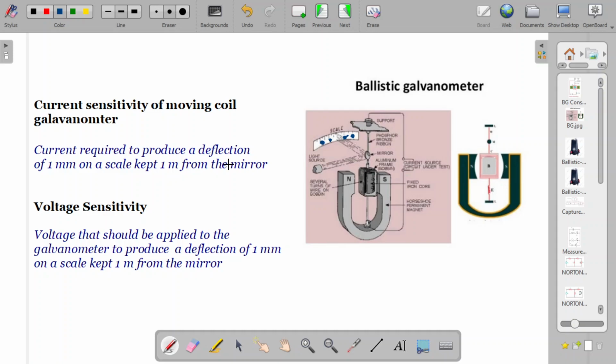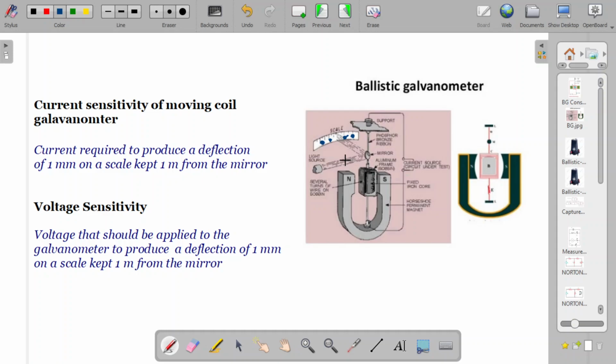Likewise, I can also describe what voltage sensitivity is. Voltage sensitivity is the same thing, but instead of current, you have to tell voltage. What is the voltage which has to be applied across the galvanometer to produce a deflection of 1 millimeter on a scale kept 1 meter from the mirror? I hope you got what current sensitivity and voltage sensitivity of a moving coil galvanometer are, whether it is ballistic or deadbeat. These are the terms: current sensitivity and voltage sensitivity.